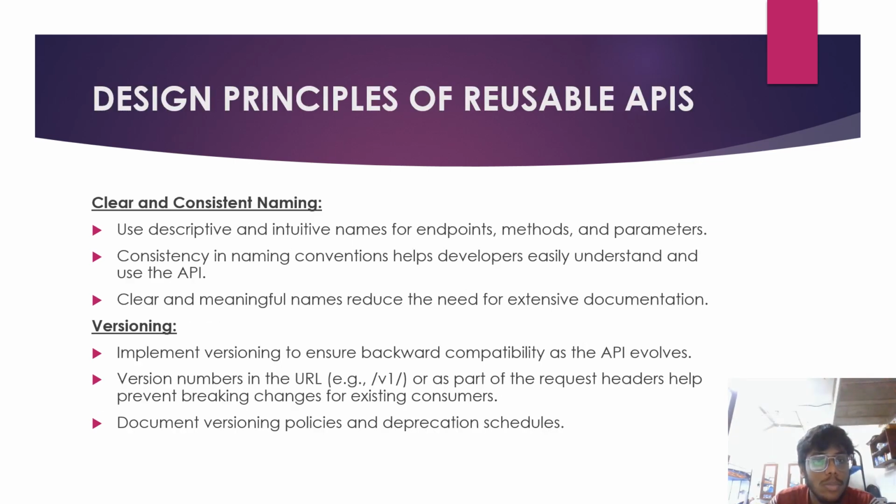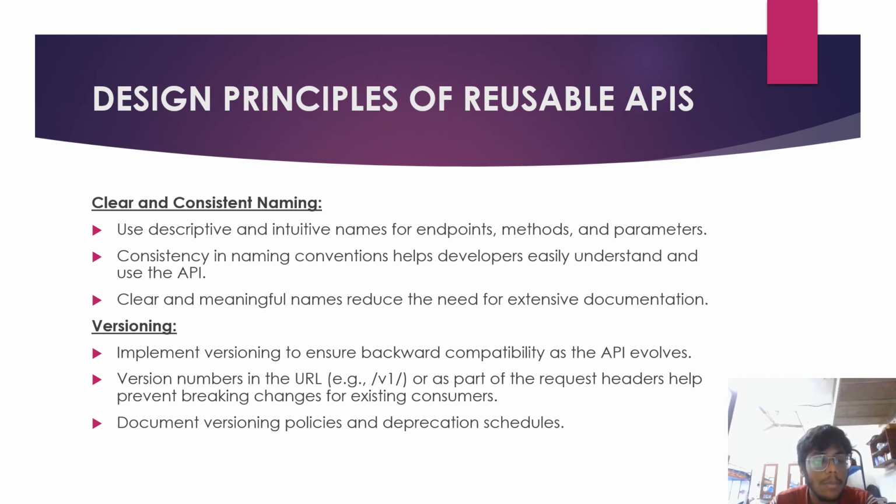Next one, design principles of reusable APIs. Clear and consistent naming. Use descriptive and intuitive names for endpoints, methods, and parameters. Consistency in naming conventions helps developers easily understand and use the API. Clear and meaningful names reduce the need for extensive documentation.